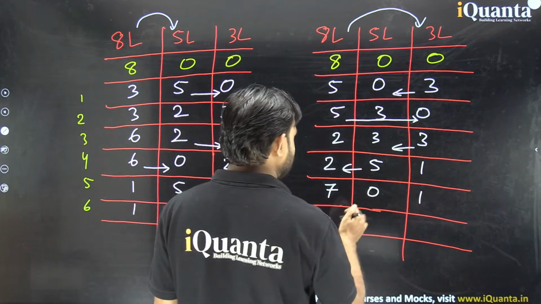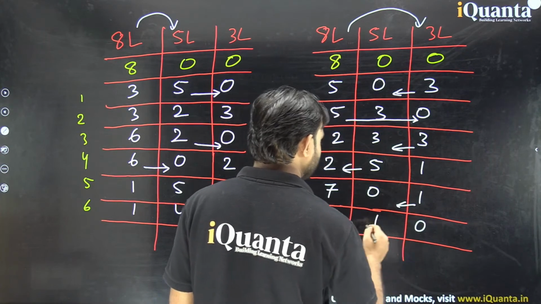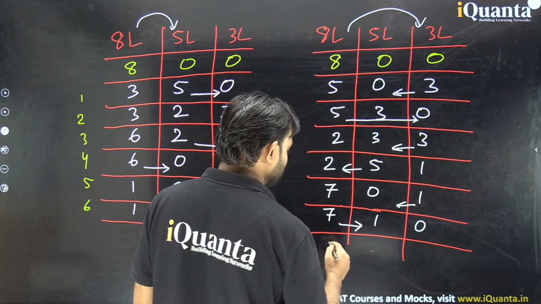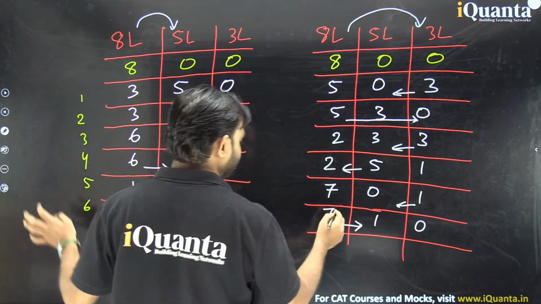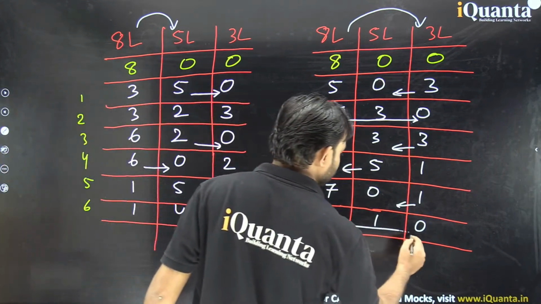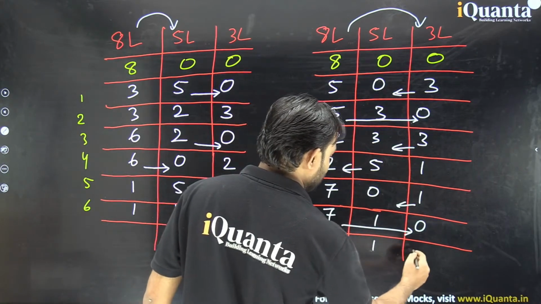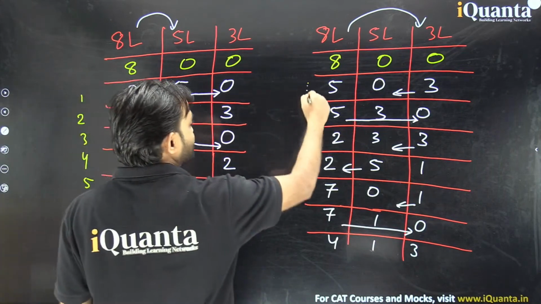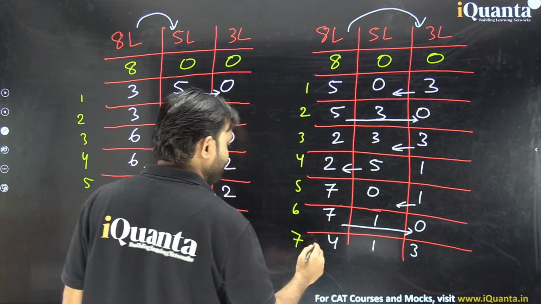Right? Now put this here, so 7, 1, 0. Now I will put here to here, so it will be not here to here. Four, and this one is 1 and this one is 3. So how many steps are there? 1, 2, 3, 4, 5, 6, 7.